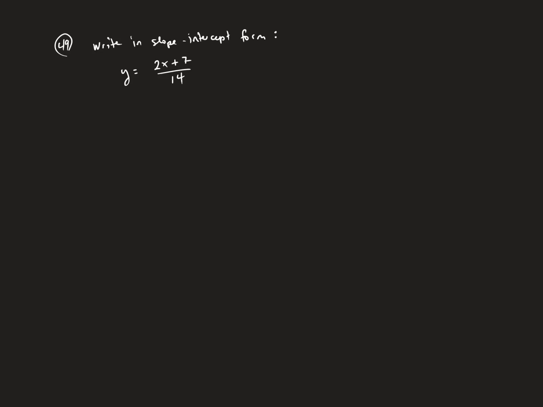All right, let's talk about number 49. You're given an equation here, which you're asked to write in slope-intercept form. And in order to be able to do this, you need to remember that slope-intercept form, which you learned in Algebra 1 and used a little bit in geometry last year, is y equals mx plus b, where m is the slope and b is the y-intercept.